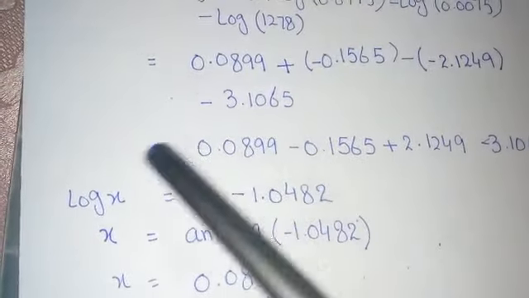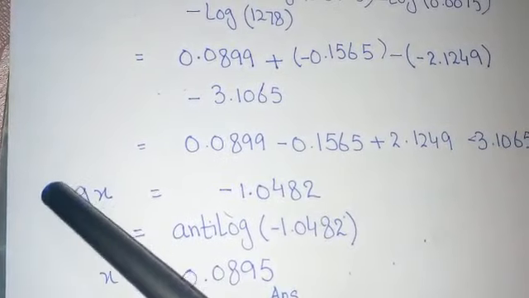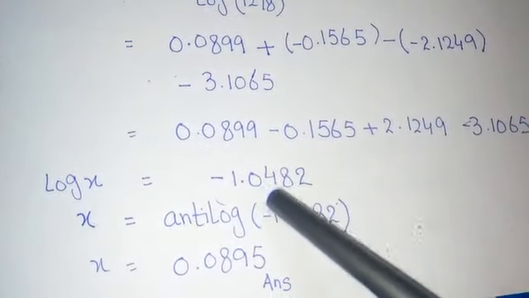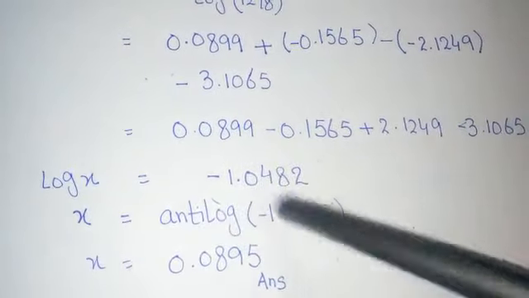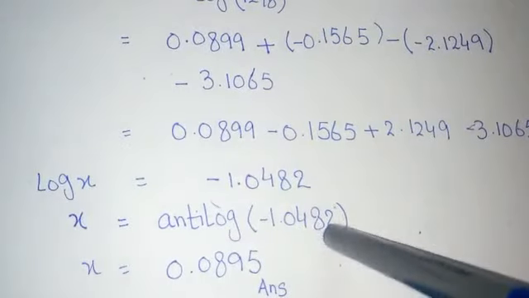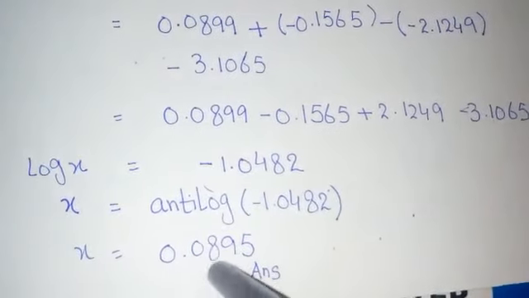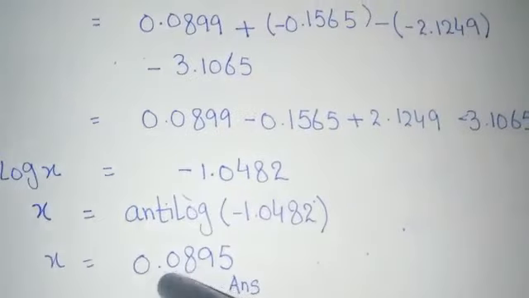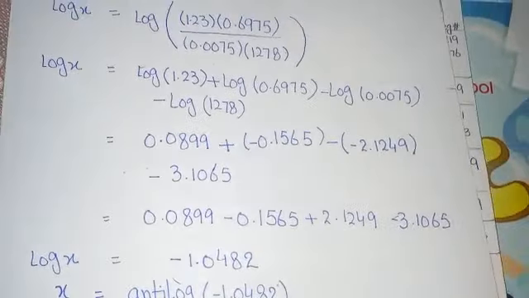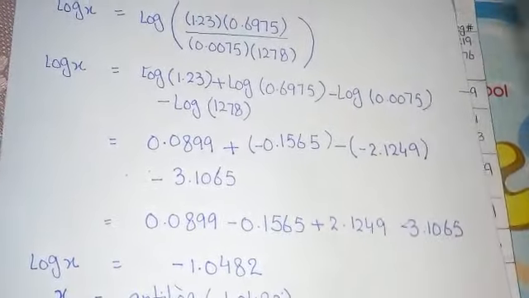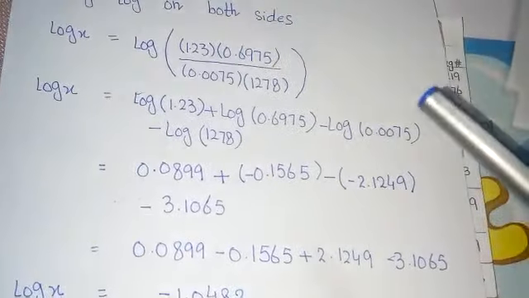Now again we have to find x, so take the log to the other side, and it will change into antilog. Now find the antilog of this number with the help of a calculator, and the answer is this. Clear? I am again telling you, if you follow the steps, questions are easier for you, otherwise you will get stuck anywhere. Clear?